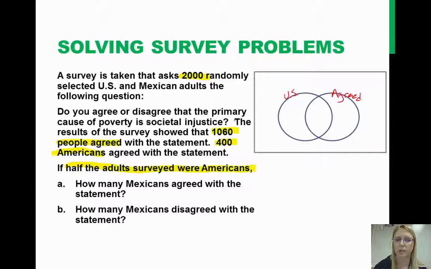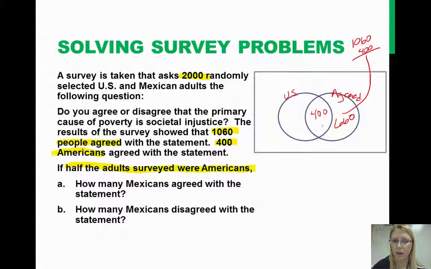400 Americans agreed. That is part of the reason why I chose U.S. and agreed, because we know that particular piece, and it was working from the inside out. So if we know that 400 Americans agreed, and a total of 1,060 agreed, we can find this number right here by taking 1,060 minus 400, and that's going to be a total of 660 people here.